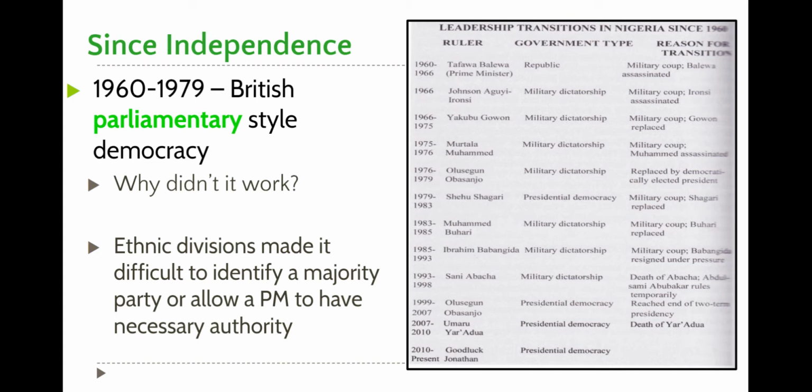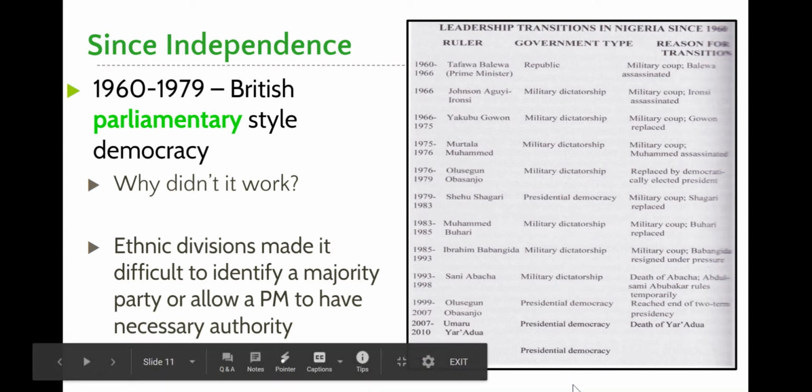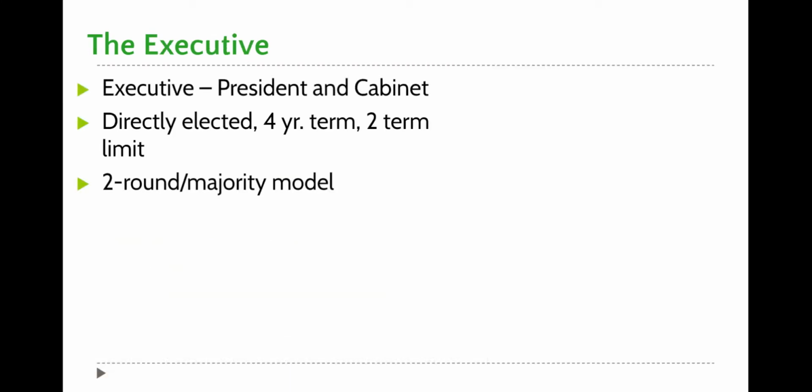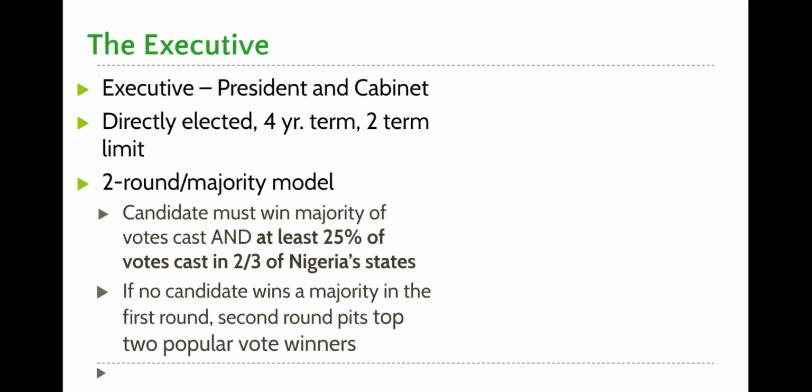What you see on the right-hand side is the transitions in leadership, which from 1960 to 1998, you'll notice a lot of the same type of things, which are military dictatorships and military coups. And a few people have actually become really important in the post military dictatorship era of Nigerian politics: the current president, Muhammad Buhari, and one of the first presidents, Olusegun Obasanjo. All right. So the president within the executive branch of Nigeria is directly elected to a 4-year term with a 2-term limit. So a lot like the United States.